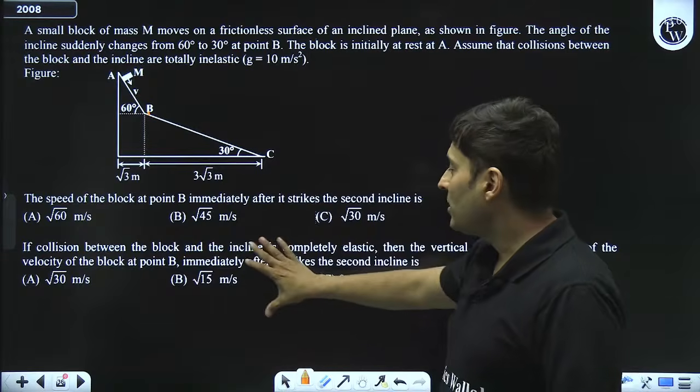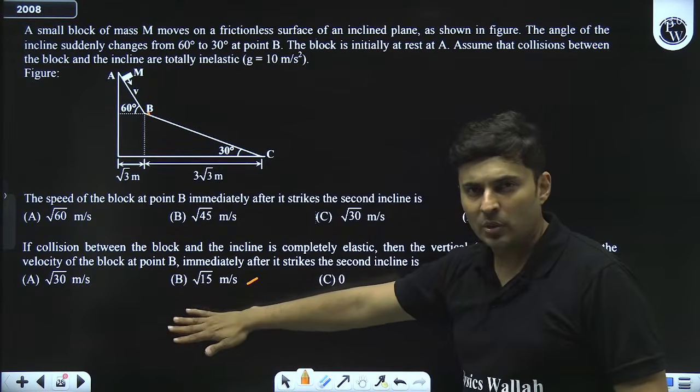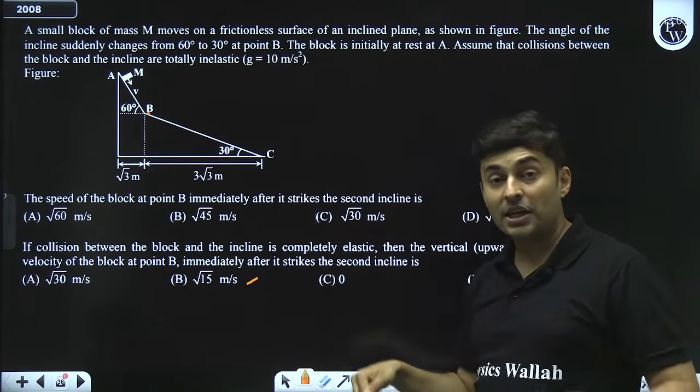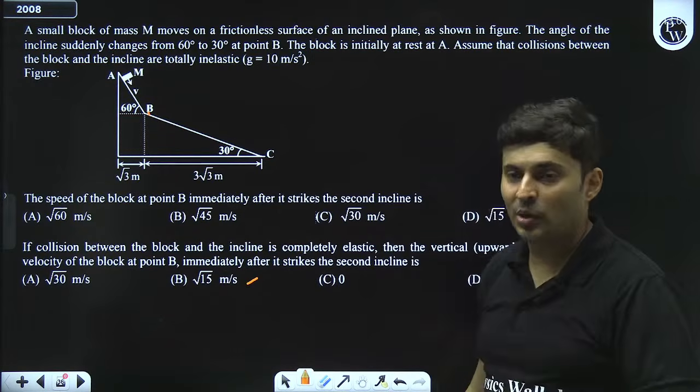Crazy. Okay, so let's get this question out for now. Let's focus only on this question, completely inelastic. Then we'll go to elastic, and then we have to find velocity. Then we have to find vertical component also.